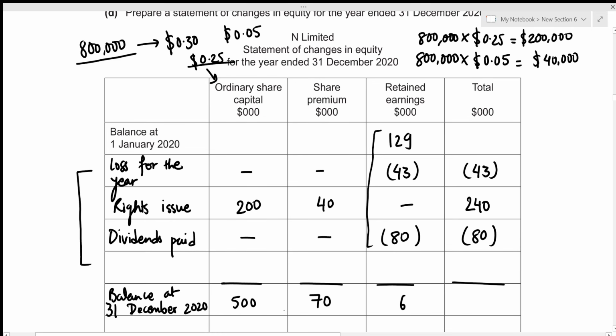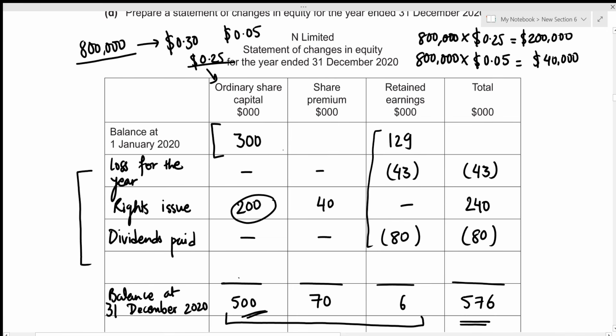So we can just add up these three values in order to figure out this total. So that's going to be 500 plus 70 plus 6, which gives us the total value of 576. Now, if you look at the ordinary share capital, this balance here acts as the balancing figure. So in order to figure this one out, we can just subtract 200 from the total value of 500. So that's going to be 500 minus 200, which gives the balance at the opening date to be 300.